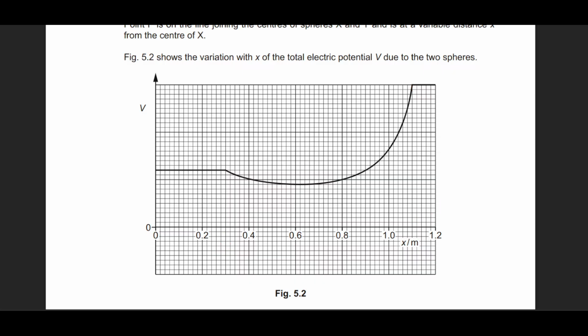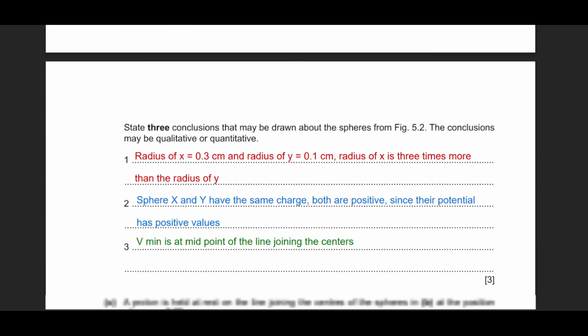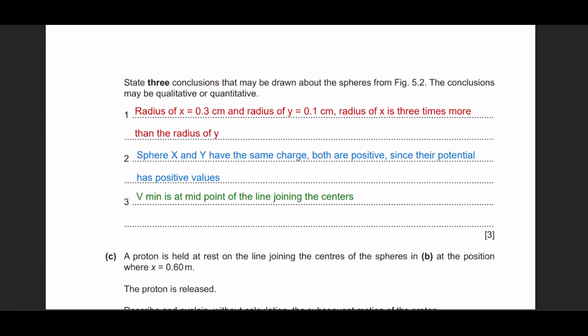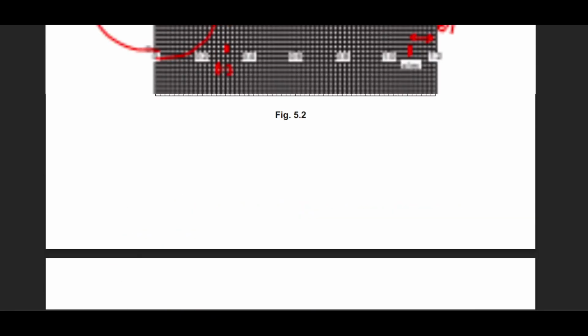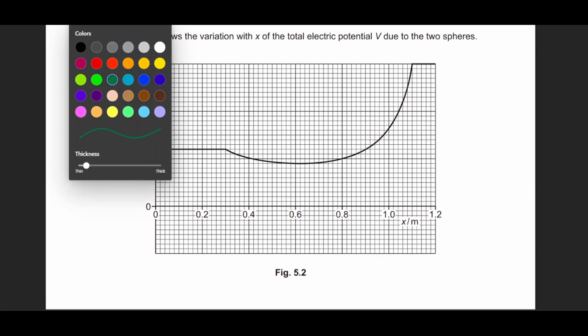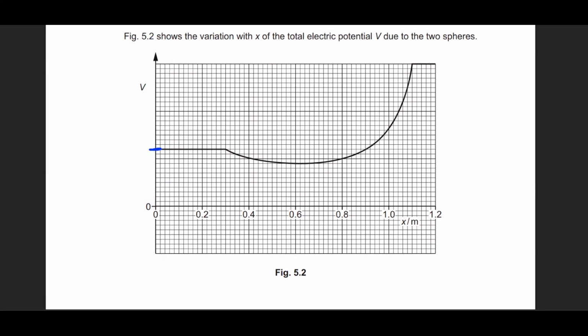Let's discuss the second point. Spheres X and Y have the same sign of charge. They're both positive since their potential values are positive. You can see from the graph that this is a positive value, and this is also a positive value. Since both have positive potential, they have the same sign of charge. But what can we say about the magnitude of charge that they both possess? Do they have the same charge or different charges? This is what the discussion is going to be about in the next part.